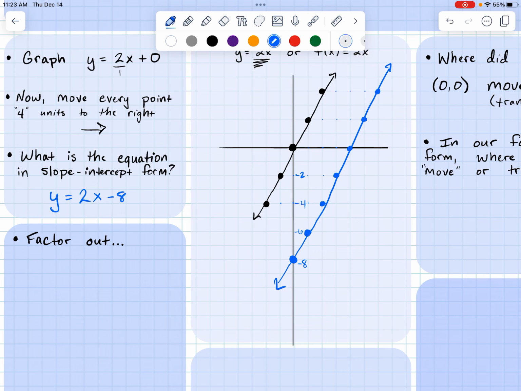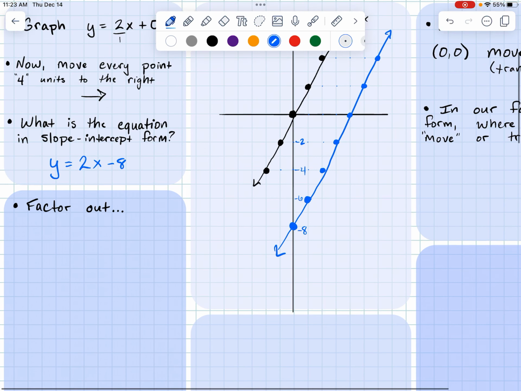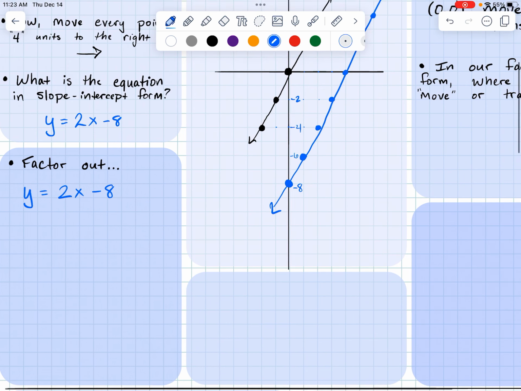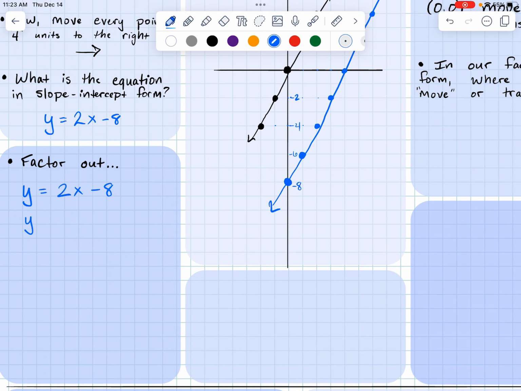So our next thing that we are asked to do is to factor out the common factor here. So y equals 2x minus 8. Well, I know that a 2 will go into 2x, and a 2 will also go into -8. And we can break this down. This is an additional step for us. 2 times 1 times x minus 8 can be broken down as 2 times 4.